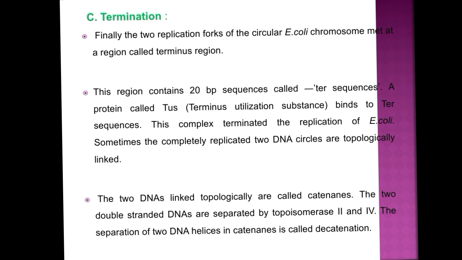Sometimes the completely replicated two DNA circles are topologically linked. The two DNAs linked topologically are called catenanes. The two double-stranded DNAs are separated by topoisomerase 2 and 4. The separation of the two DNAs in catenanes is called decatenation. Decatenation means separating the two double-stranded DNAs.